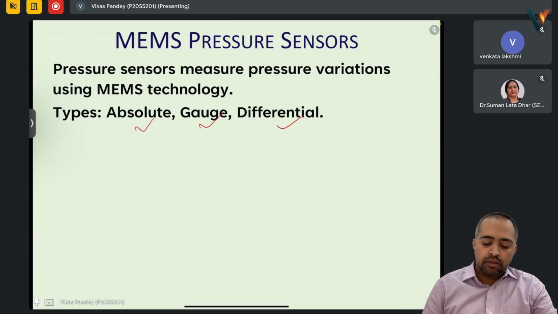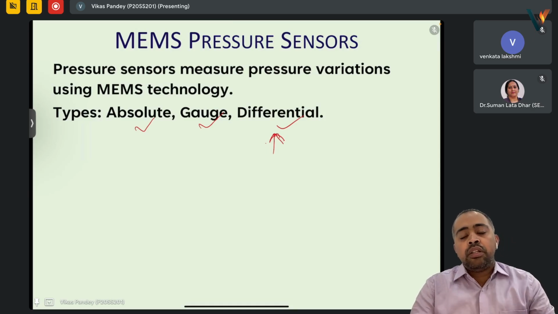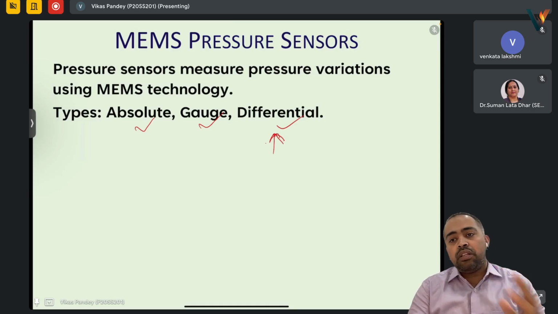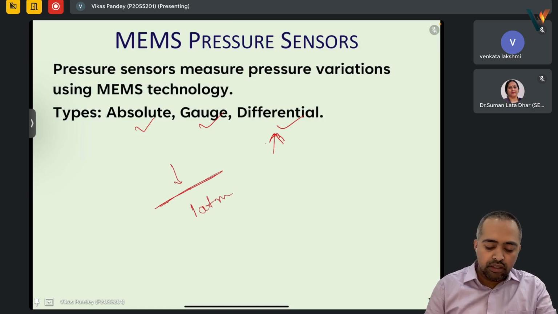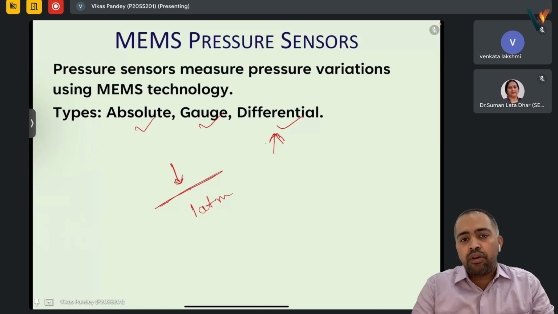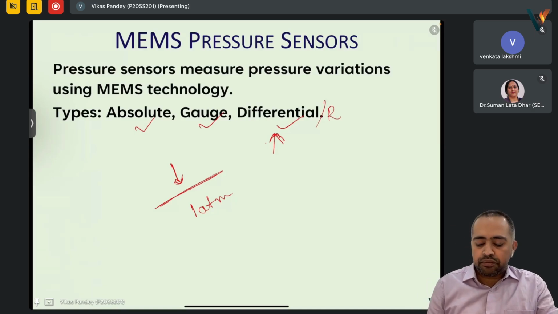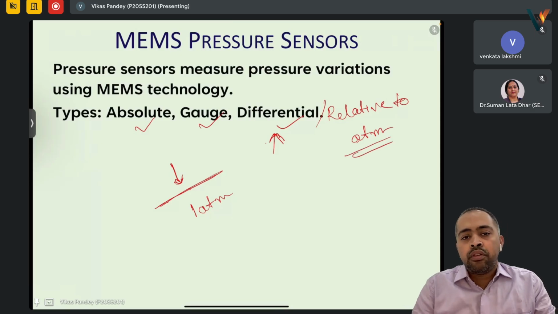Second, the most common one is differential. That is where there is a comparison, like one side, say we have fixed the pressure, say 1 atmospheric pressure, and the other side, what is the pressure? Based on that differential pressure or relative pressure, we can say relative to atmosphere.